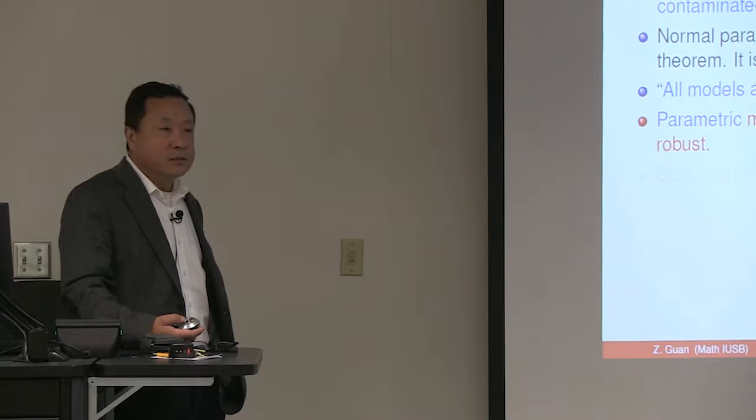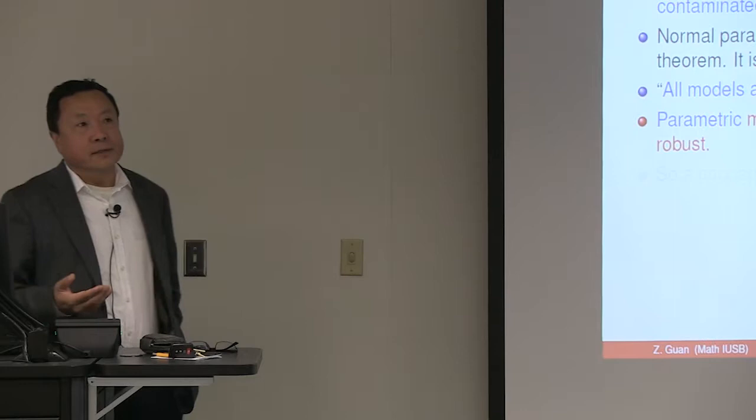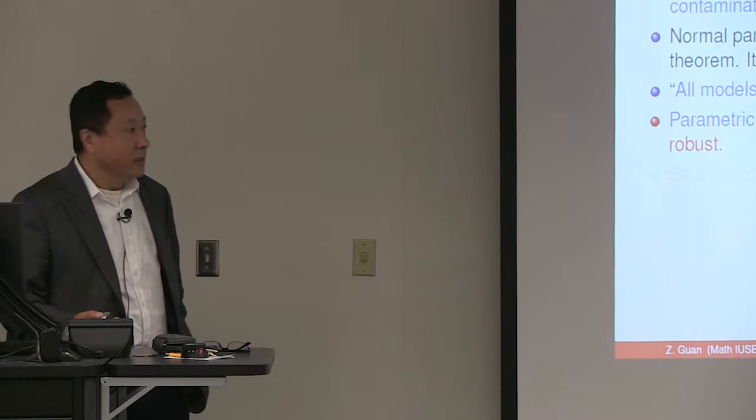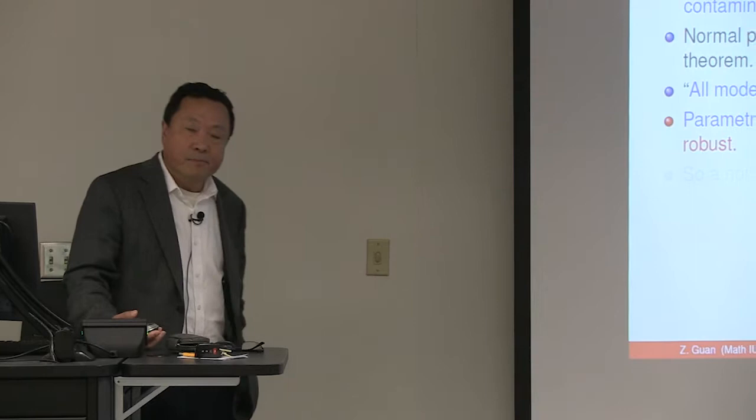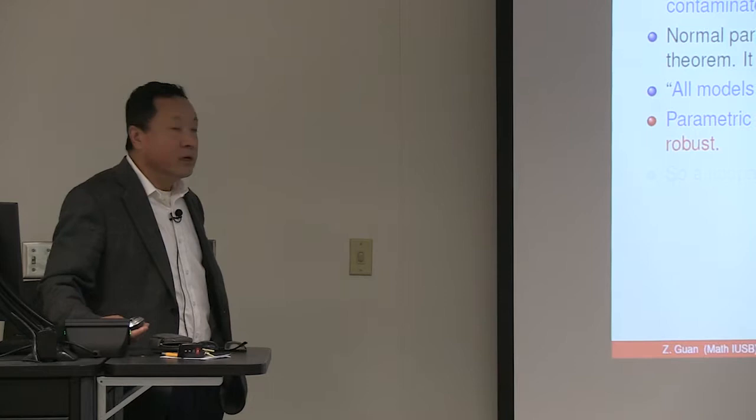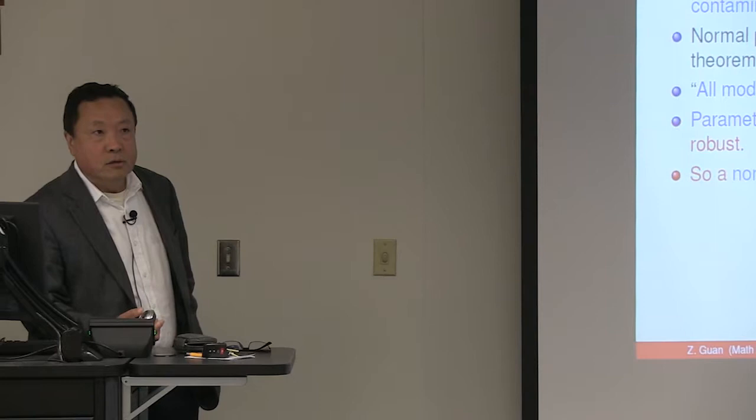Once the model is a little bit different from the true situation, then the statistical results and inference may be quite bad, maybe totally wrong. So that's the big problem of parametric models. And therefore, people prefer a nonparametric model to solve statistical problems.